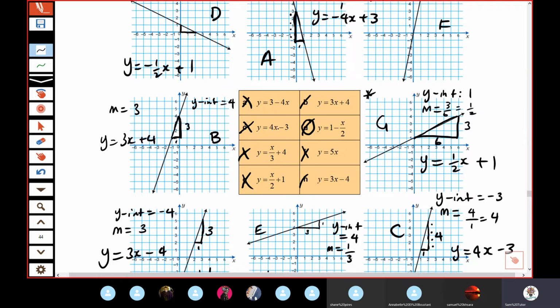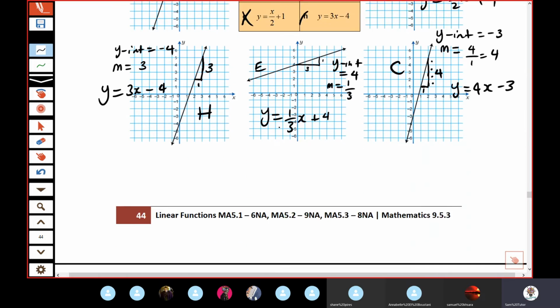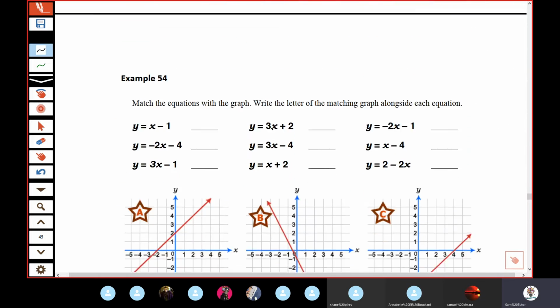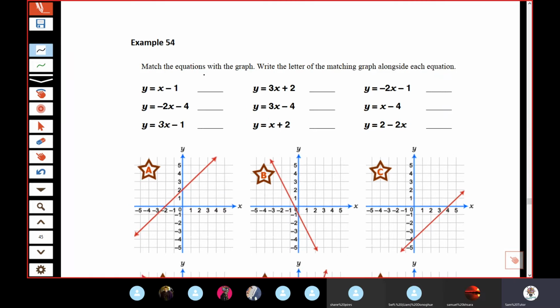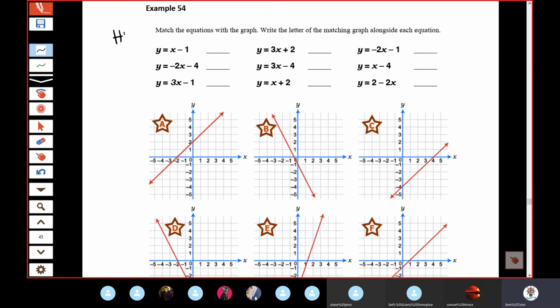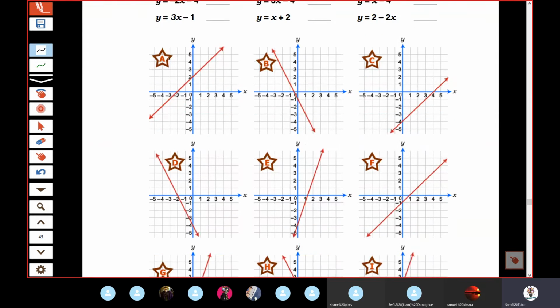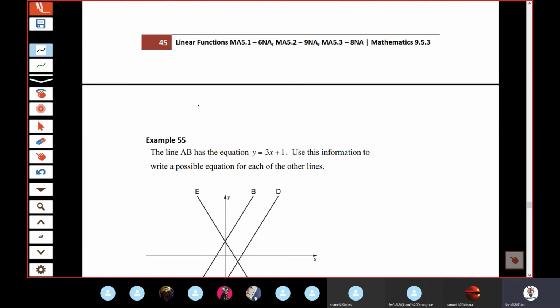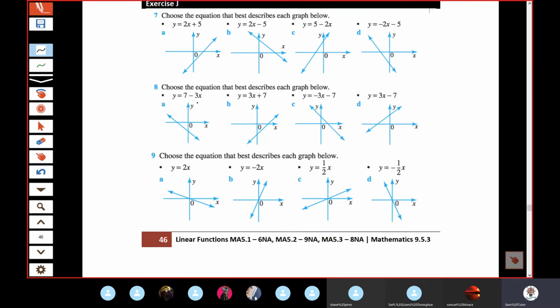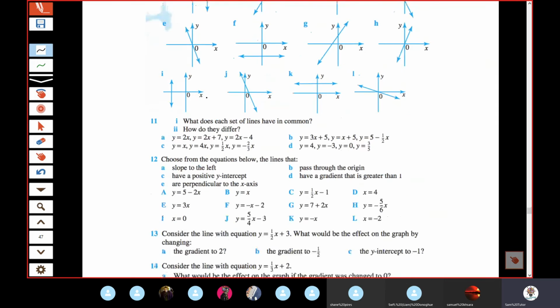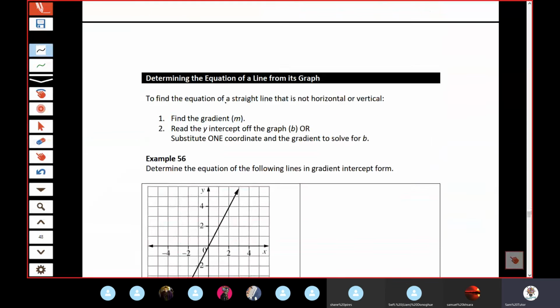All right. I'll try to slow it down. Match the equations with the graph. You've got to do that exercise. That can be your homework. Let me see what else is left. We just did all that.